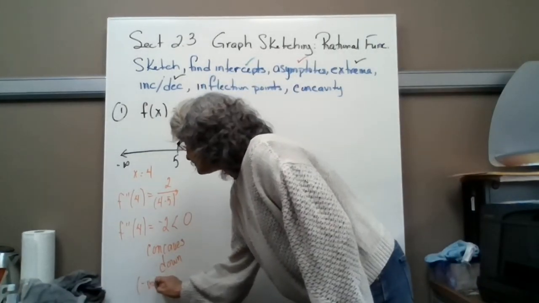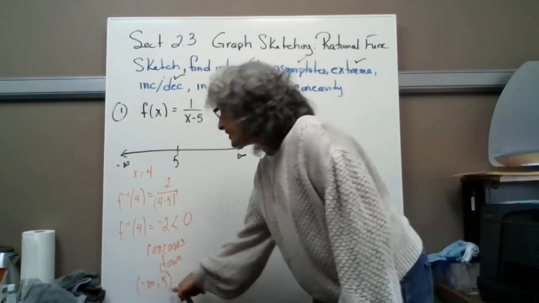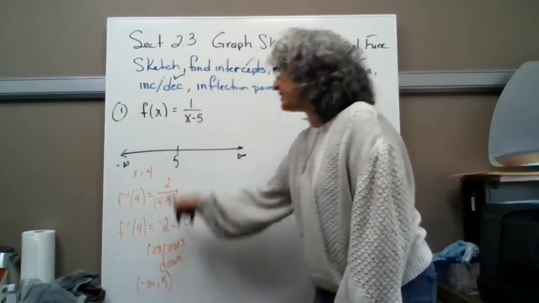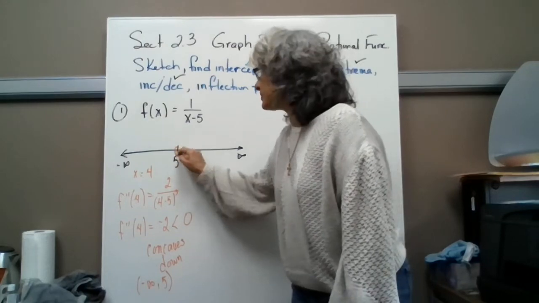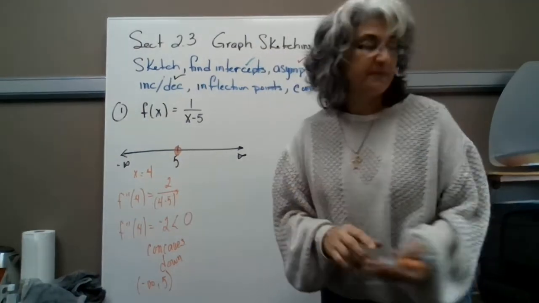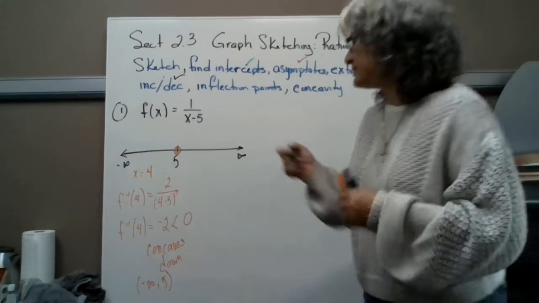From negative infinity to 5. And again, there's a parenthesis around the 5 because 5 was a vertical asymptote, we need to remember. So can't put a bracket on that. Okay, let's test the other side.